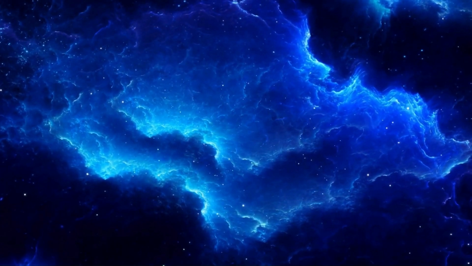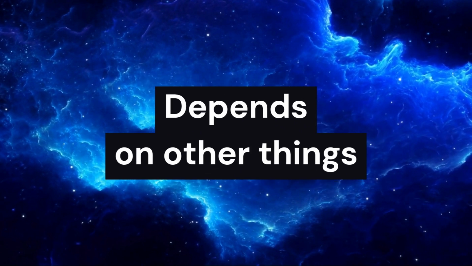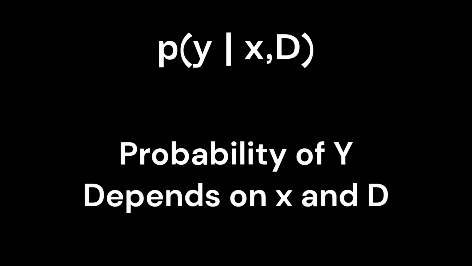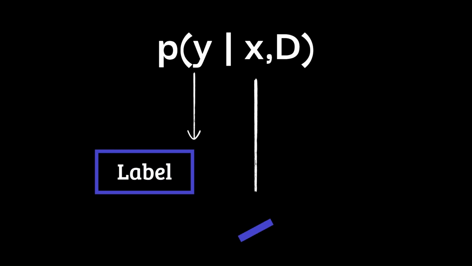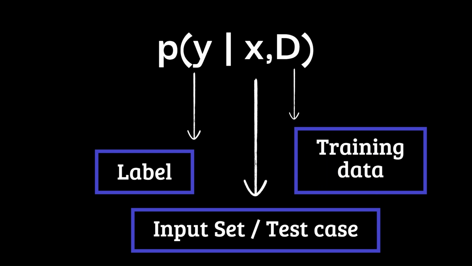In order to solve this problem, we are going to use conditional probability. Conditional probability is where you find out the occurrence of a particular case on the basis of some other cases, or when it depends on some other cases. So it's like conditions. Over here you can see P(y | x, d), where y depends on x and d. So the probability of y will depend on x and d. Here y is my label, x is my input, which also represents an input vector, and you can also call this a test case. And d is my training data set that I have.